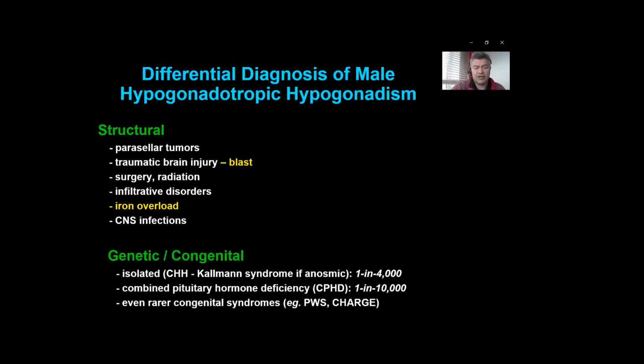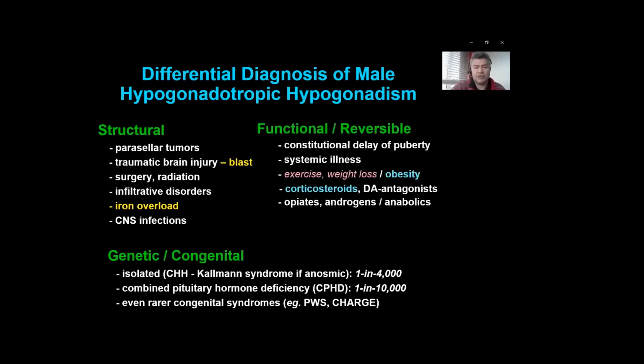Then your genetic congenital causes, such as Kallmann syndrome or combined pituitary hormone deficiency. And then your functional or reversible causes, including constitutional delay of puberty, systemic illness, extremes of weight. So we know that obesity tends to blunt the male reproductive axis, which is actually relatively protected against weight loss or excessive exercise, but that can still happen. Whereas the female axis is not shut down with obesity, but is probably more predisposed to shut down with exercise or weight loss, called hypothalamic amenorrhea.